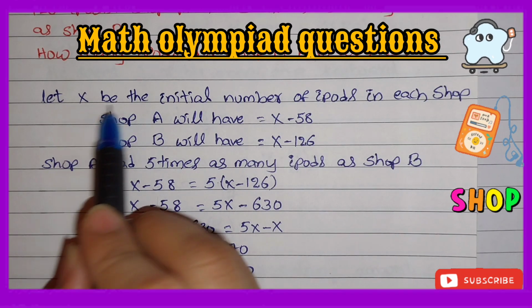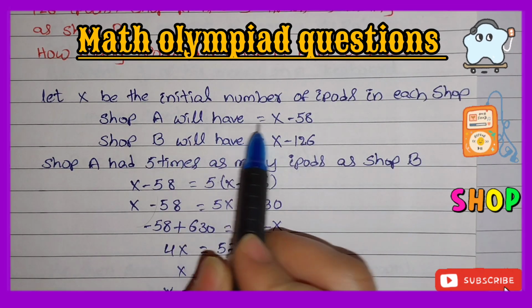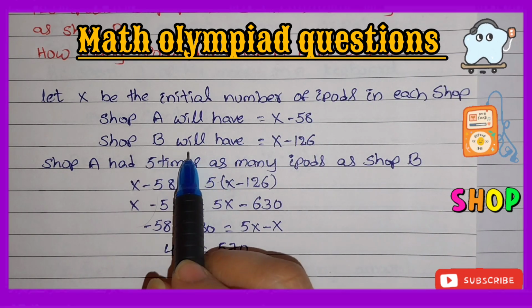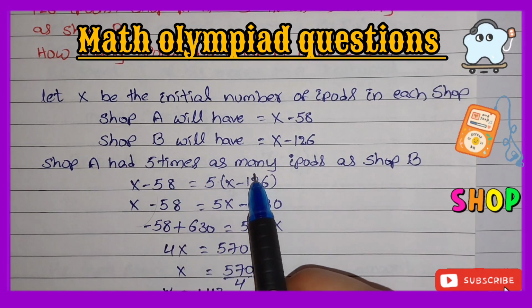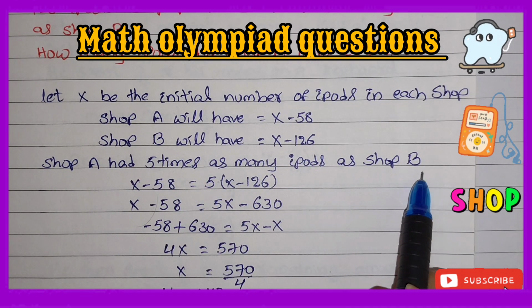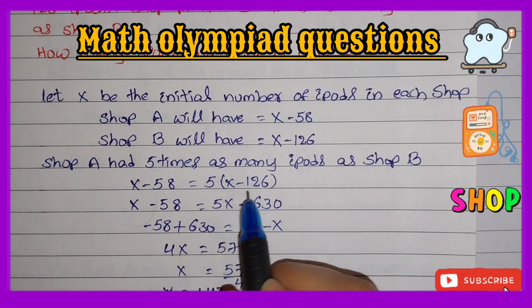Let x be the initial number of iPods in each shop. Shop A will have x minus 58. Shop B will have x minus 126. Shop A had 5 times as many iPods as shop B, so x minus 58 equals 5 times (x minus 126).